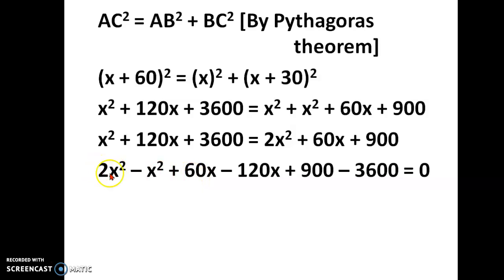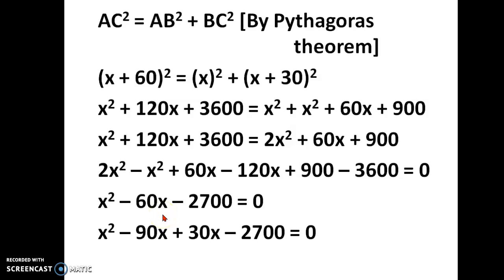Okay, so 2x minus x square, so you will get x square. Then 60 minus 120x, so you will get minus 60x, and here 900 minus 3600. Okay, so that you will get minus 2700. So this is the quadratic equation we got.